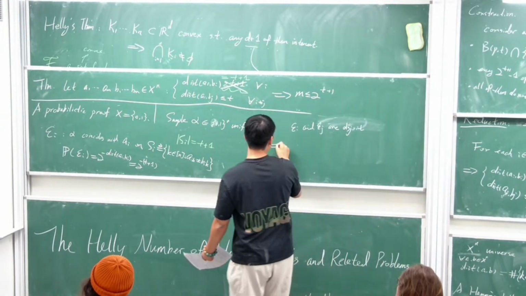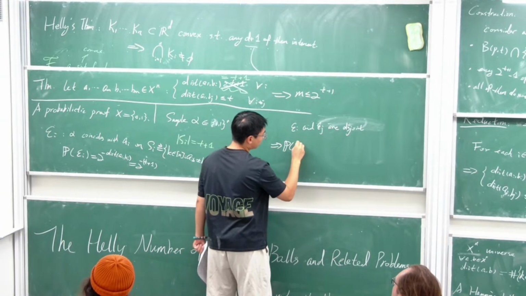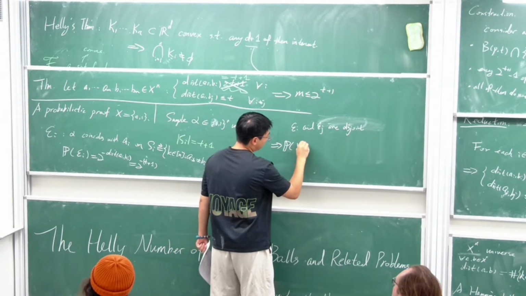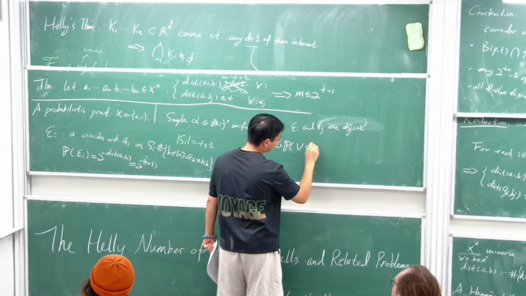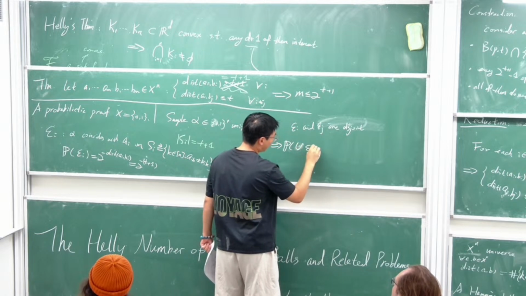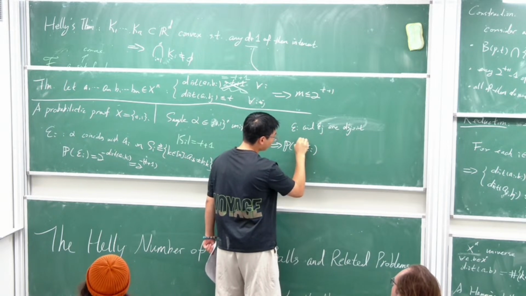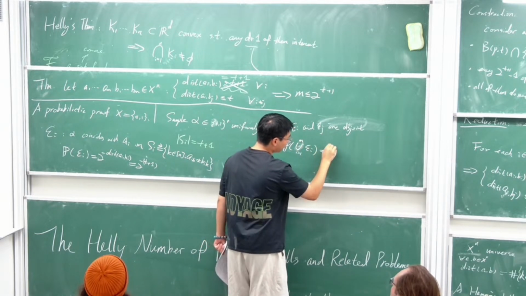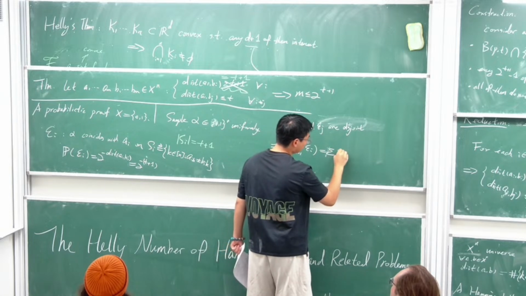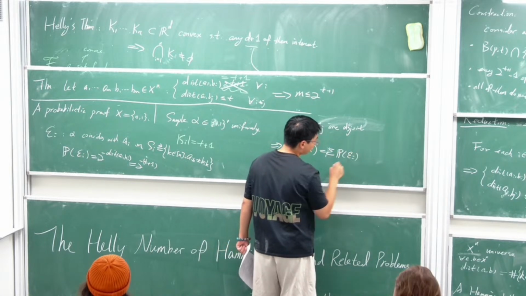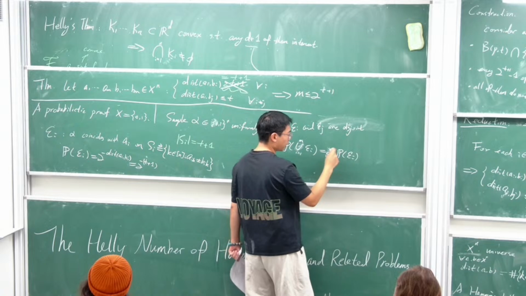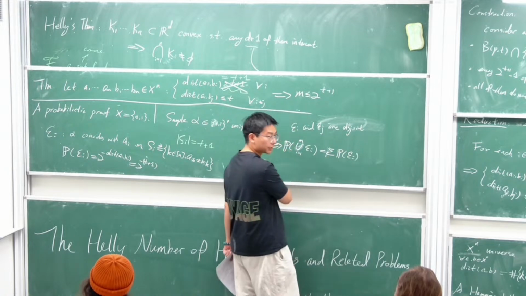So this shows that the probability that there exists some EI to happen is equal to the summation of the probabilities that they happen, because they are disjoint.